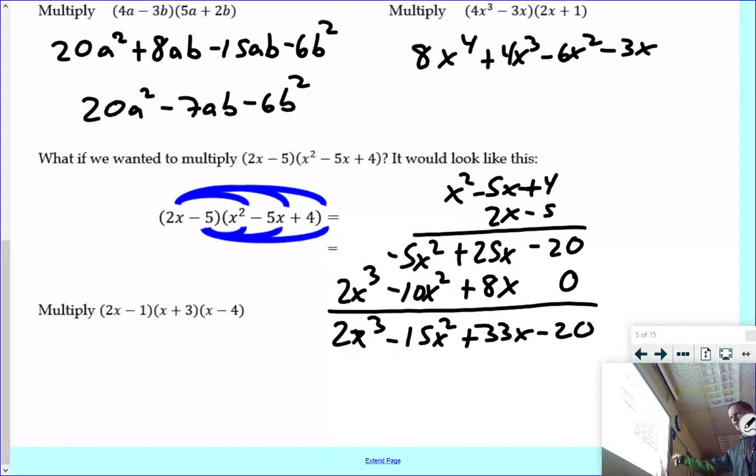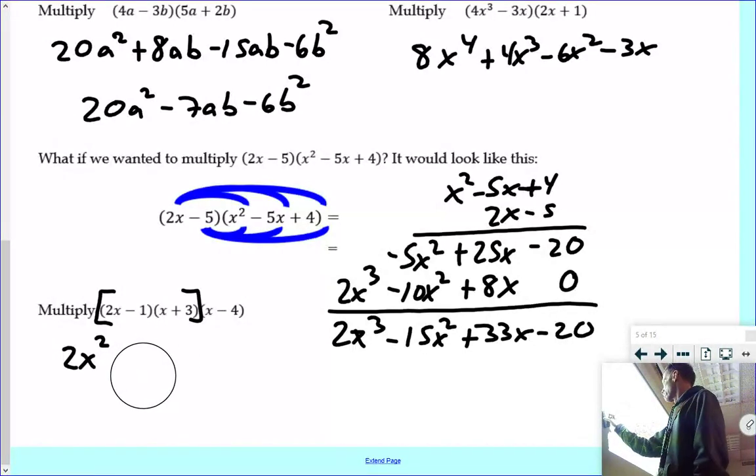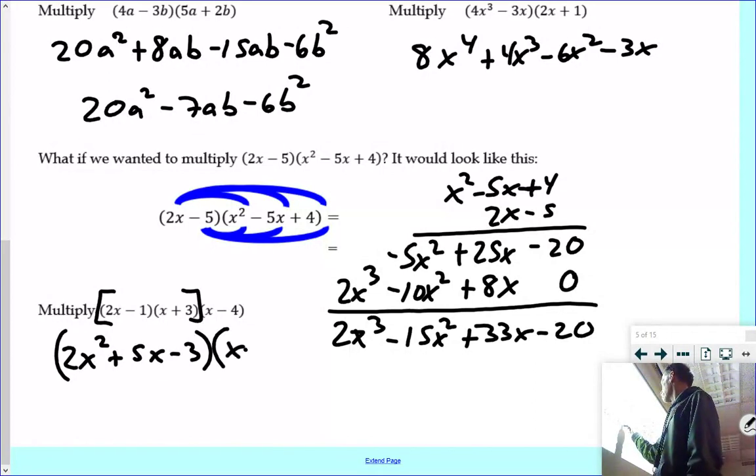Now for the last one on this page, I got two more on the next page, and then we're going to wrap everything up. For something like this, 2x minus 1 times x plus 3 times x minus 4, the best thing to do here is to break it up into two parts, right? Multiply the first two things together. So again, you can do FOIL, box method, vertical, whatever you want to do, and you would end up getting 2x squared plus 5x minus 3, and then multiply that by x minus 4.